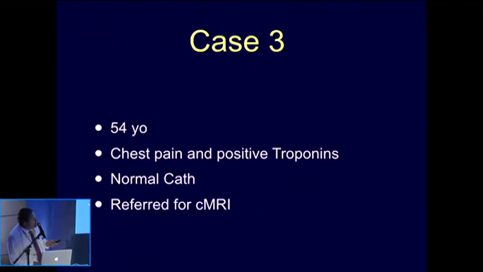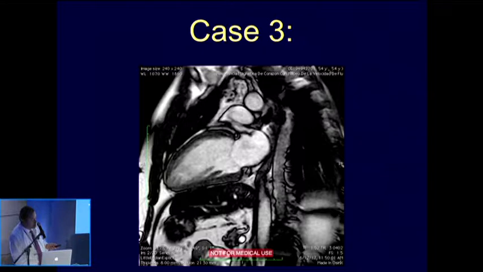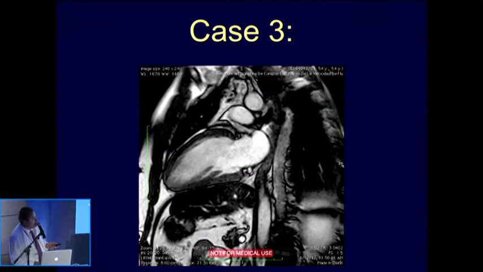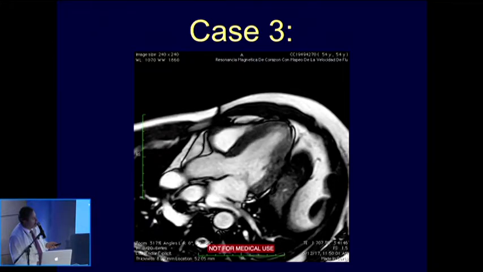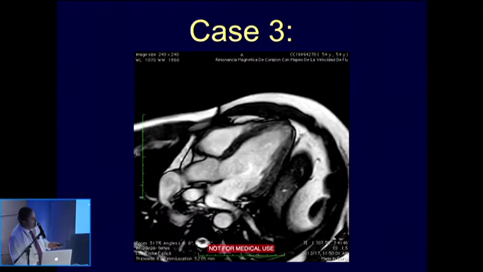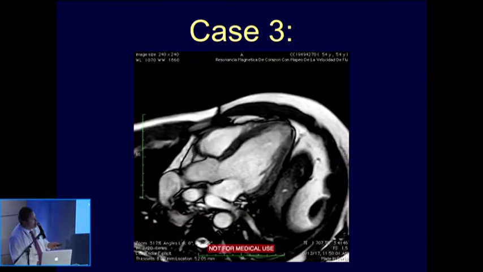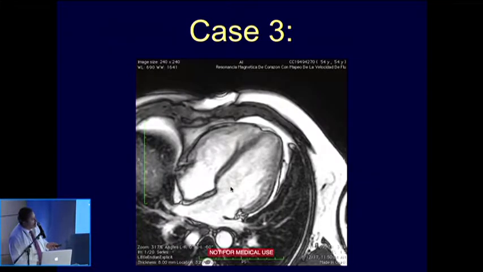The next patient, 54 years old, chest pain and positive troponins. Usually, these patients are referred to us to the MRI lab. This is the two-chamber apical view. We don't see much contractility disorder. This is the four-chamber apical. We see diffuse distortion in the way it contracts in the aspect of the inferolateral wall.